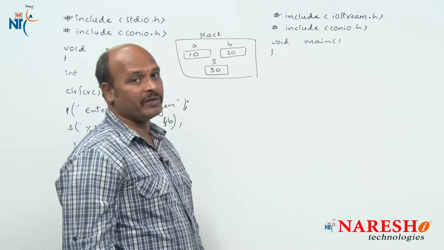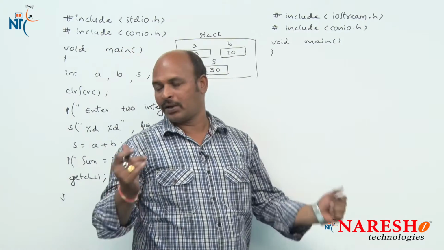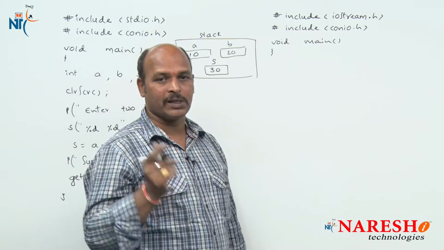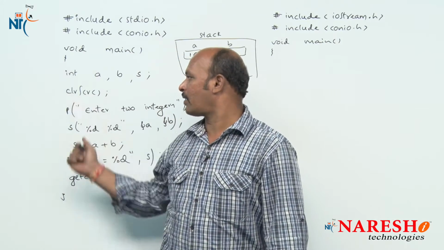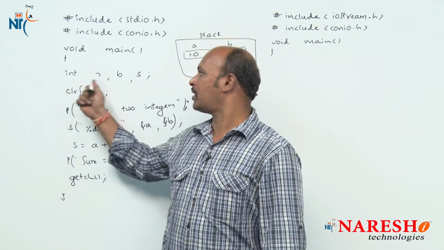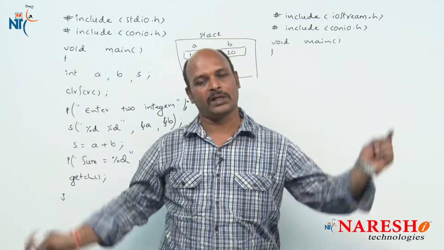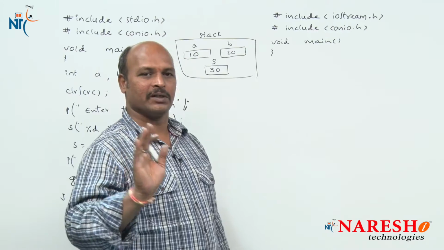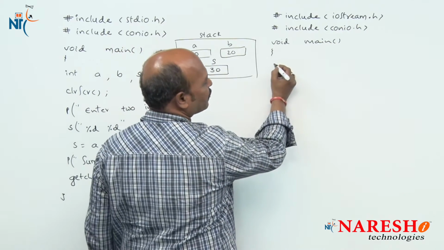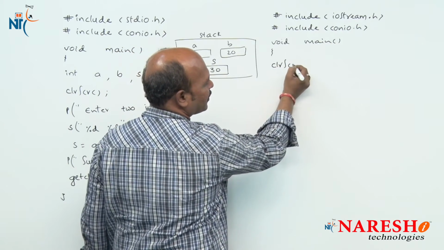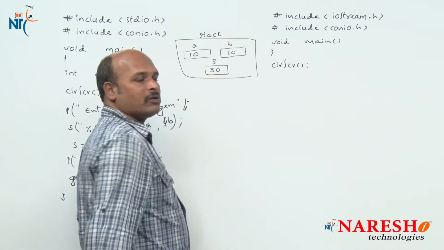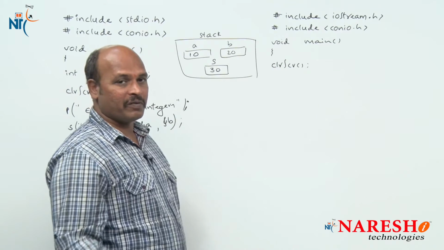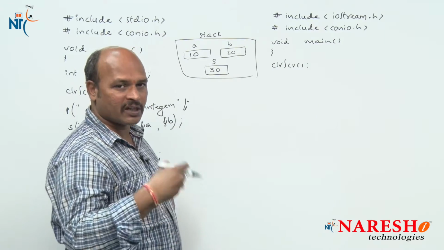Later we need the variables, and here the major difference between C programming and C++ programming is, in C language the variable should be declared at the top of the program, but in C++ we can declare the variables at any place. That is why directly I am going to start clrscr. Now the screen is cleared. Later we have to input some values. For that, first of all we have to declare the variables.